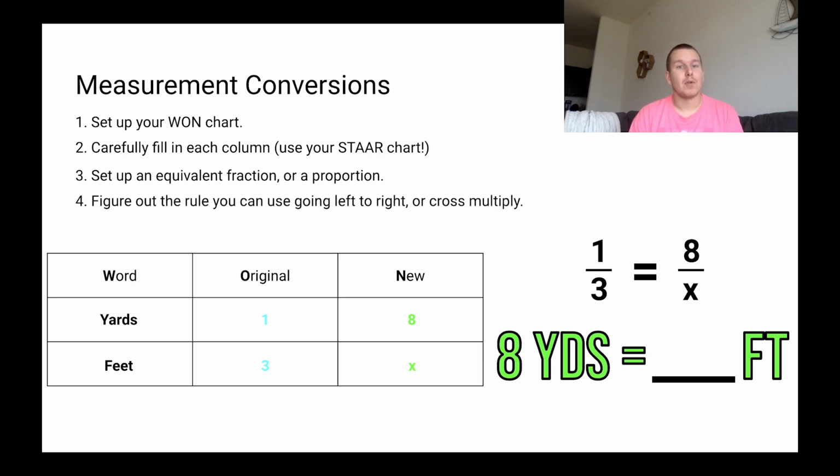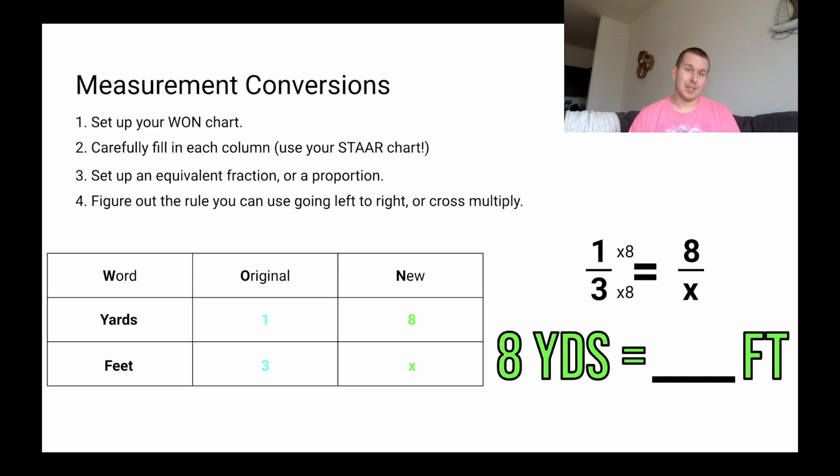So figure out the rule that you can use going left to right, or cross multiply. We can see as we're setting up this equivalent fraction that when we go from 1 to 8, we're multiplying by 8. So if we do that to the top one, we're going to have to do that to the bottom one as well.